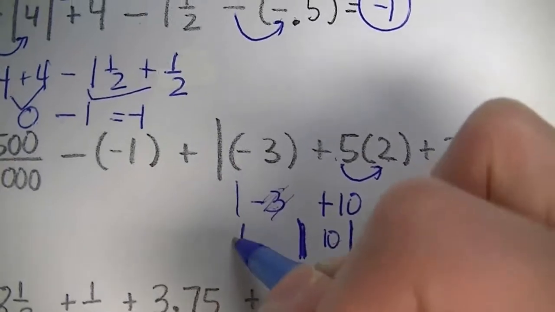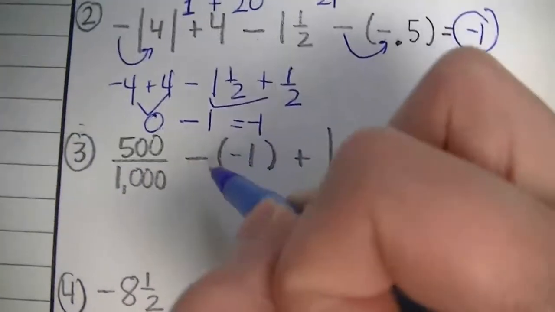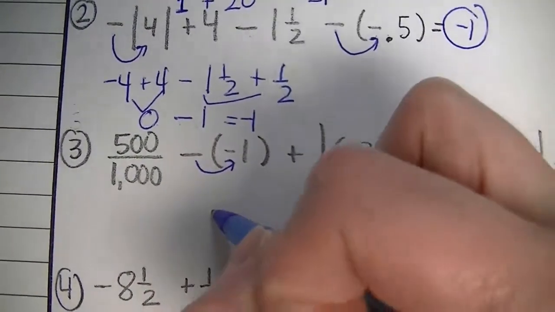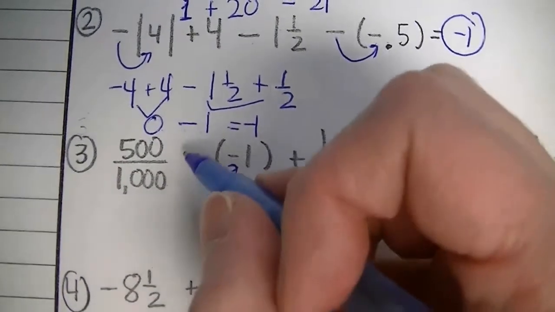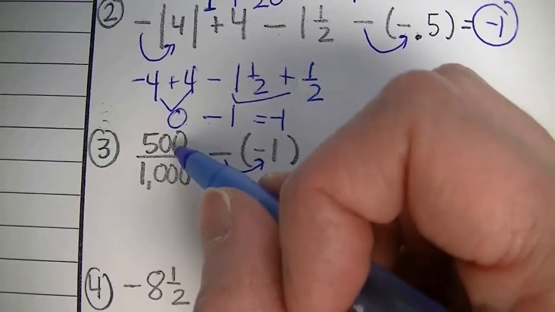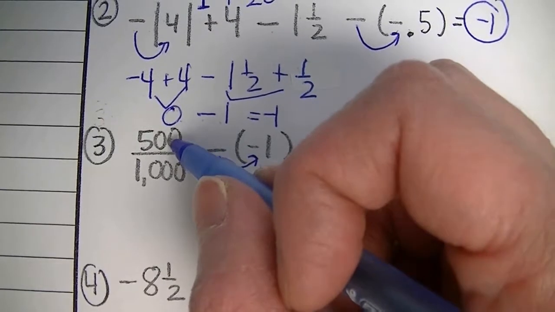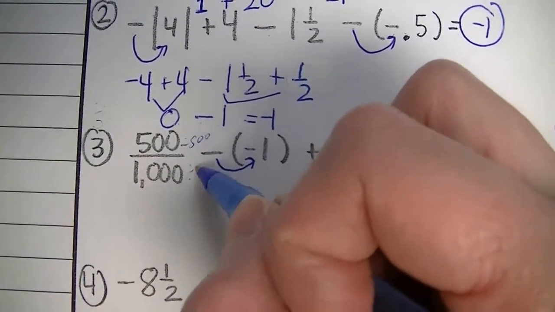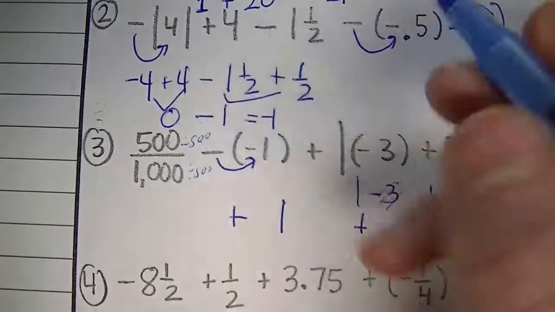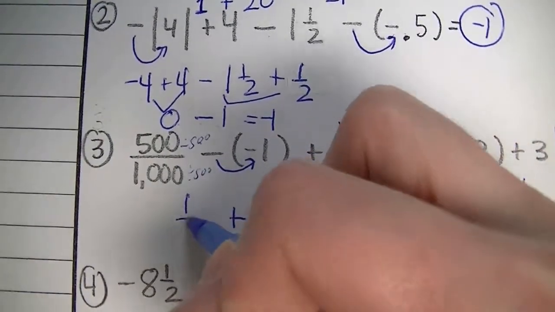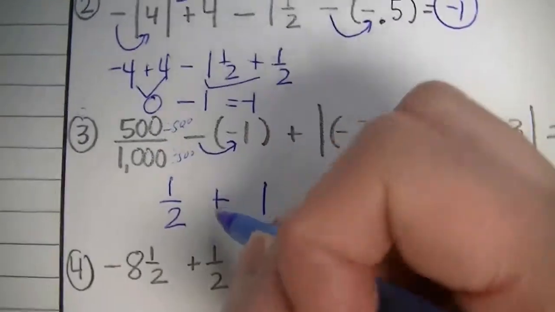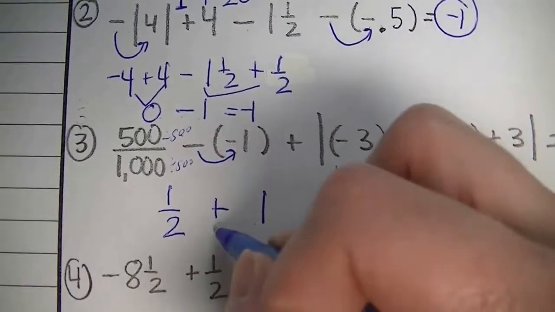Okay, and then I got a plus sign, bring down everything I see. Oh, look! It's parentheses with a symbol in front of it, so negative times a negative 1 is a positive 1. Okay, and then, hey, this simplifies. A number that goes into both 500 and 1,000 is 500, so I can divide by 500 to simplify this fraction. 500 divided by 500 is 1, 1,000 divided by 500 is 2, 1/2. So it's 1/2 plus 1, that's 1 1/2.